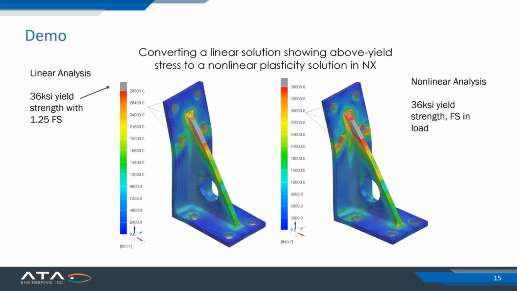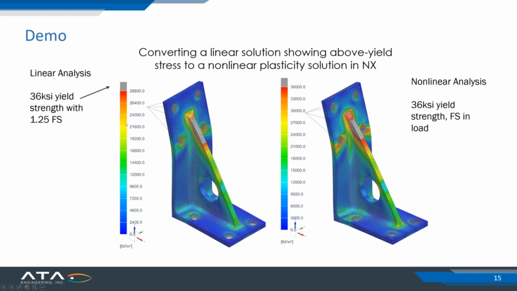So now we're going to get into a quick little demo of, let's say you have a bracket that is showing some plasticity in it based on your linear analysis. So this particular bracket is 6061 aluminum, and I have a load on this point here. It's bending the bracket down, and it's creating some yielding in this area, especially when we consider our factor of safety. So there's a 36 KSI yield stress for aluminum 6061 with a 1.25 factor of safety. This is what your yield region would look like.